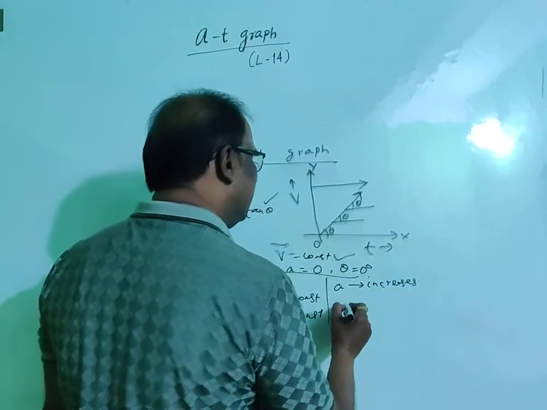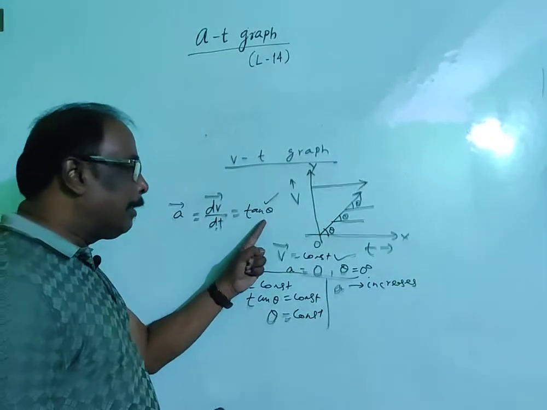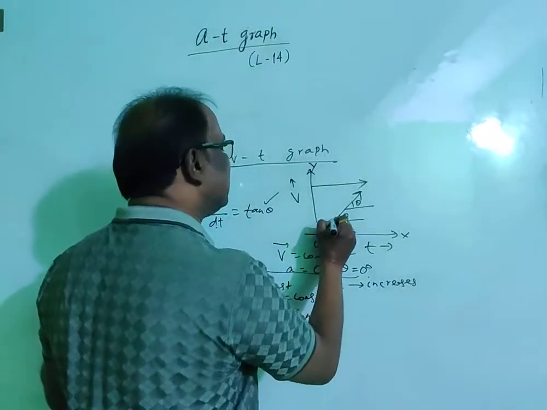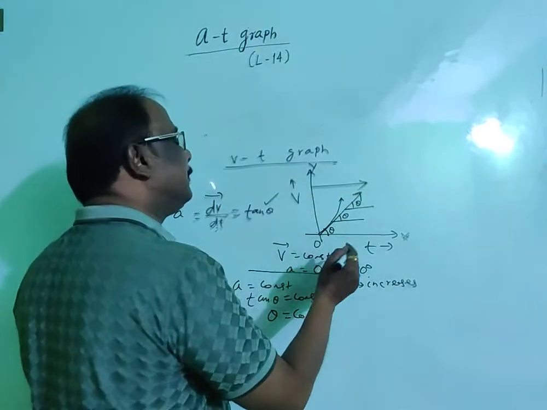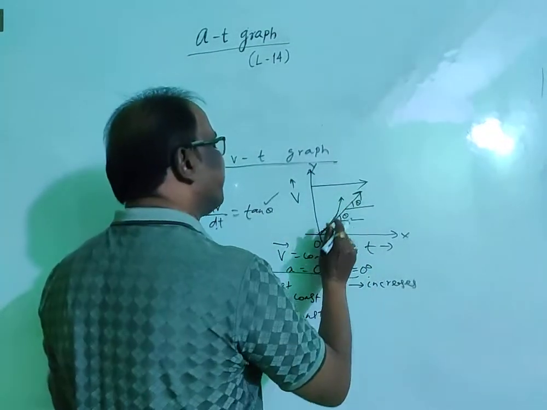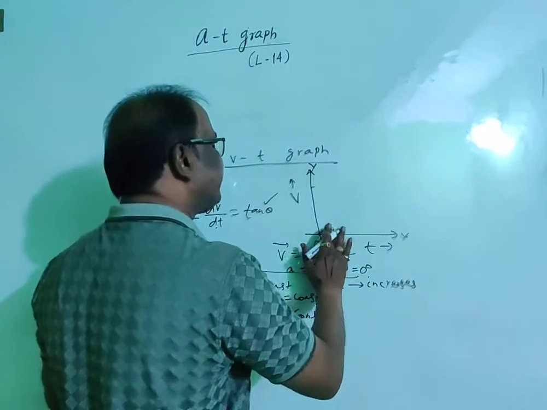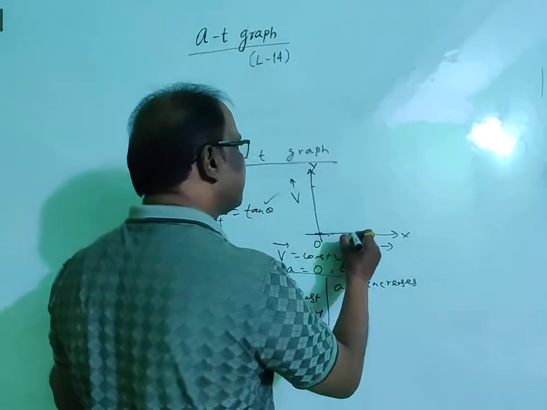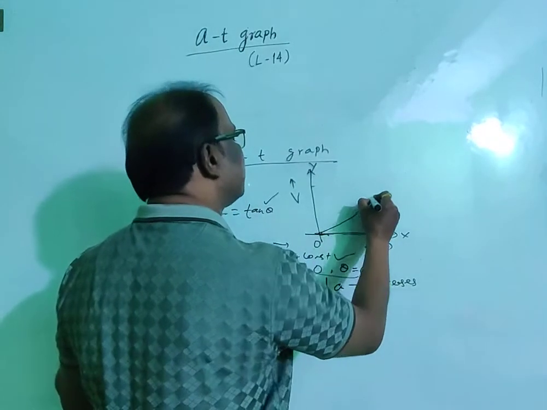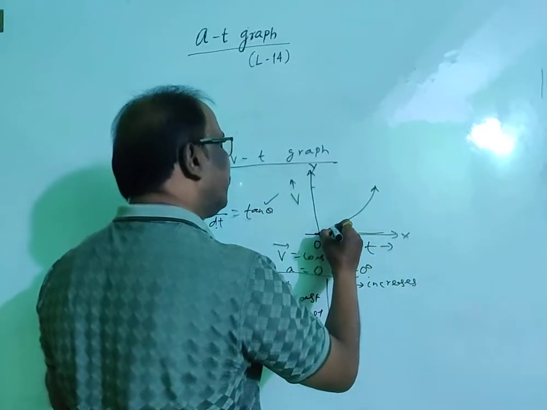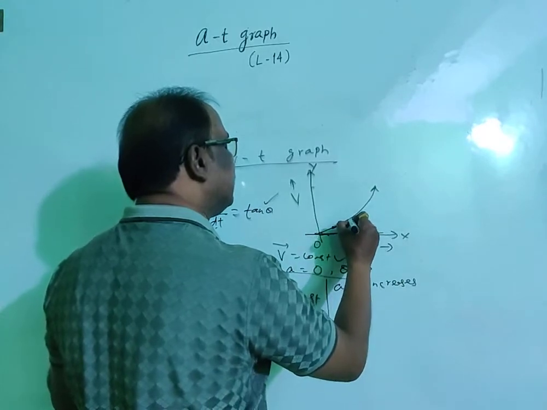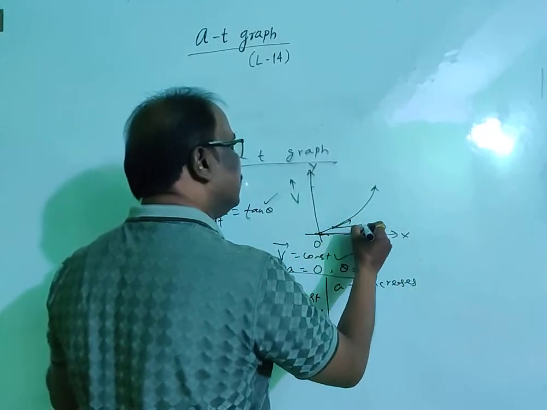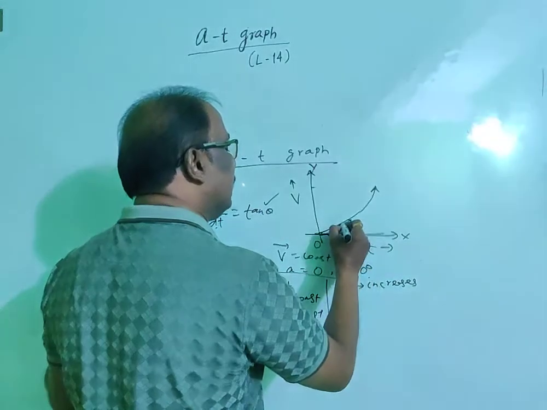If a body moves with increasing acceleration, suppose acceleration increases, obviously tan theta increases and theta increases. The graph will be a curve bending upward like this, which I am representing. If acceleration increases, tan theta increases and theta increases, so the graph is a curve bending upward. If you draw a tangent to get instantaneous acceleration, then this line is parallel to the time axis.